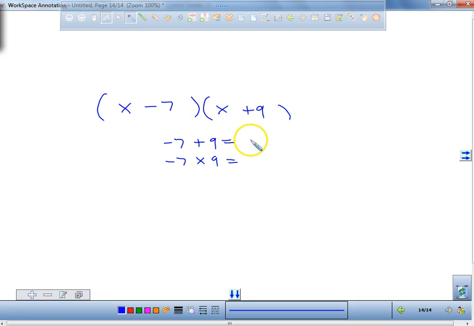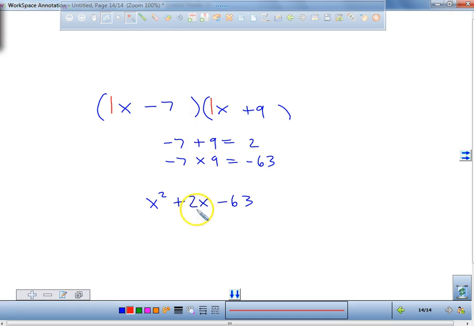Well, what's 9 minus 7? 2. What's negative 7 times 9? Negative 63. So if I did the FOIL method, my final answer would be x squared plus 2x minus 63. All I do when there's a coefficient of 1 in front of the x and another coefficient of 1, you can do this shortcut.